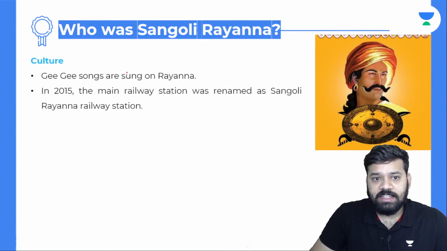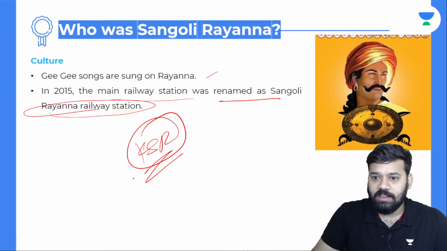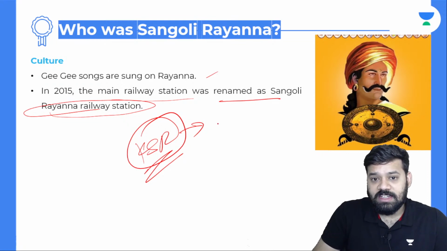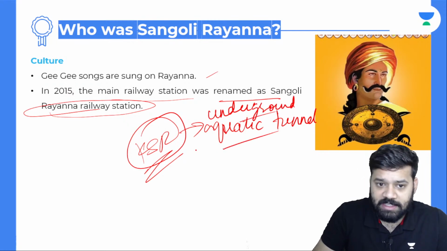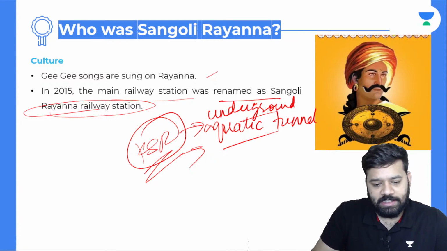And about culture, Gigi songs are sung about Rayana. In 2015, the main railway station, that is Bangalore railway station, was renamed as Sangoli Rayana railway station, that is KSR railway station, Kranti Veera Sangoli Rayana railway station. And about KSR railway station, it was recently in the news because an underground aquatic tunnel has come up here. This is the first railway station to have an underground aquatic tunnel.